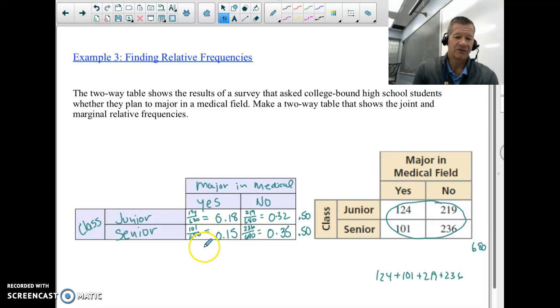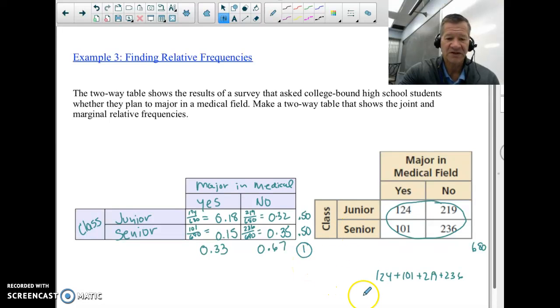Now, those that said yes, about 0.33 or 33% of those surveyed said yes, they were going to, and the other 0.67 or 67% said no. Now, when we add vertically or horizontally, we should get exactly 100% of the people that were surveyed in that case. So again, be able to tell what these frequencies mean.